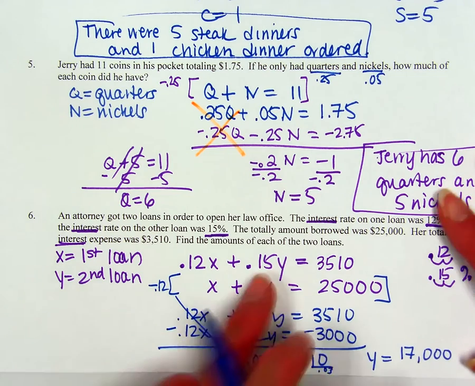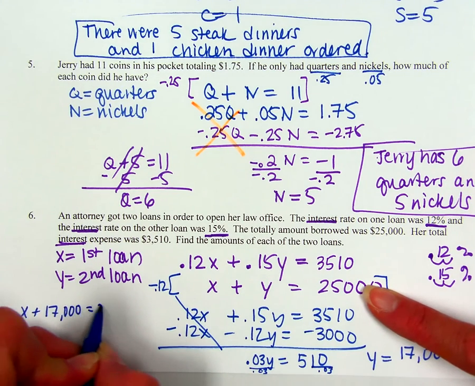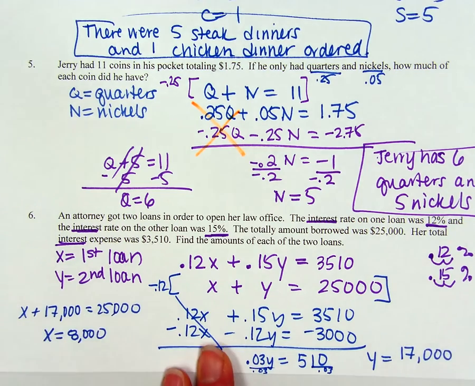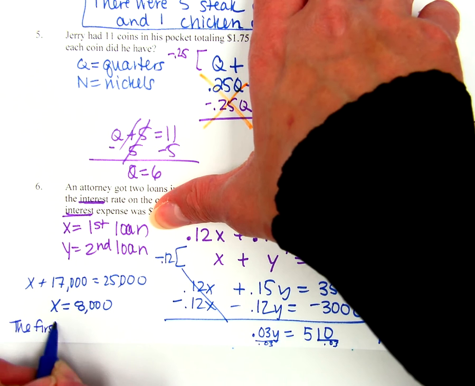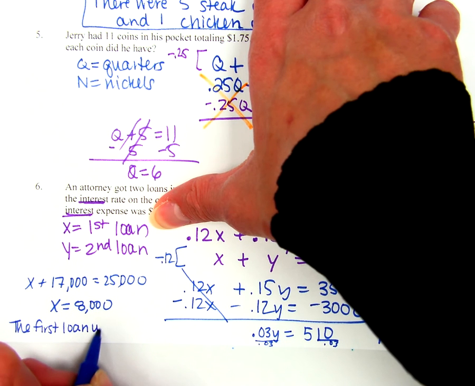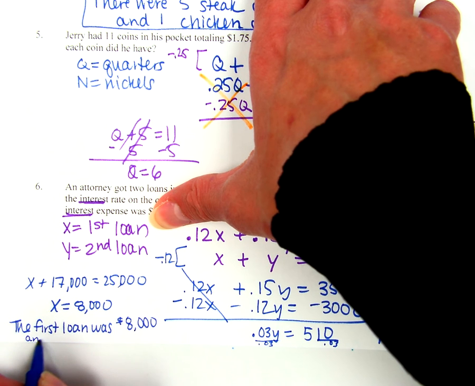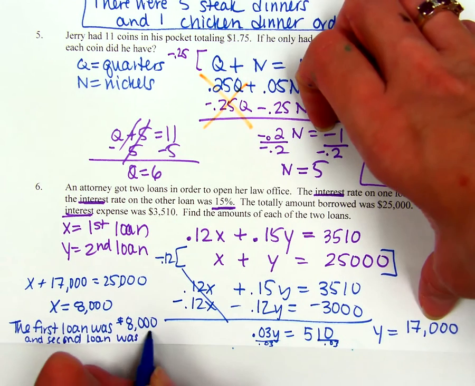All right, so go back to the easiest equation, x plus 17,000 equals 25,000. So that gives me x equals 8,000. All right, so the question was, find the amounts of each of the 2 loans. So the first loan was $8,000, and the second loan was $17,000.